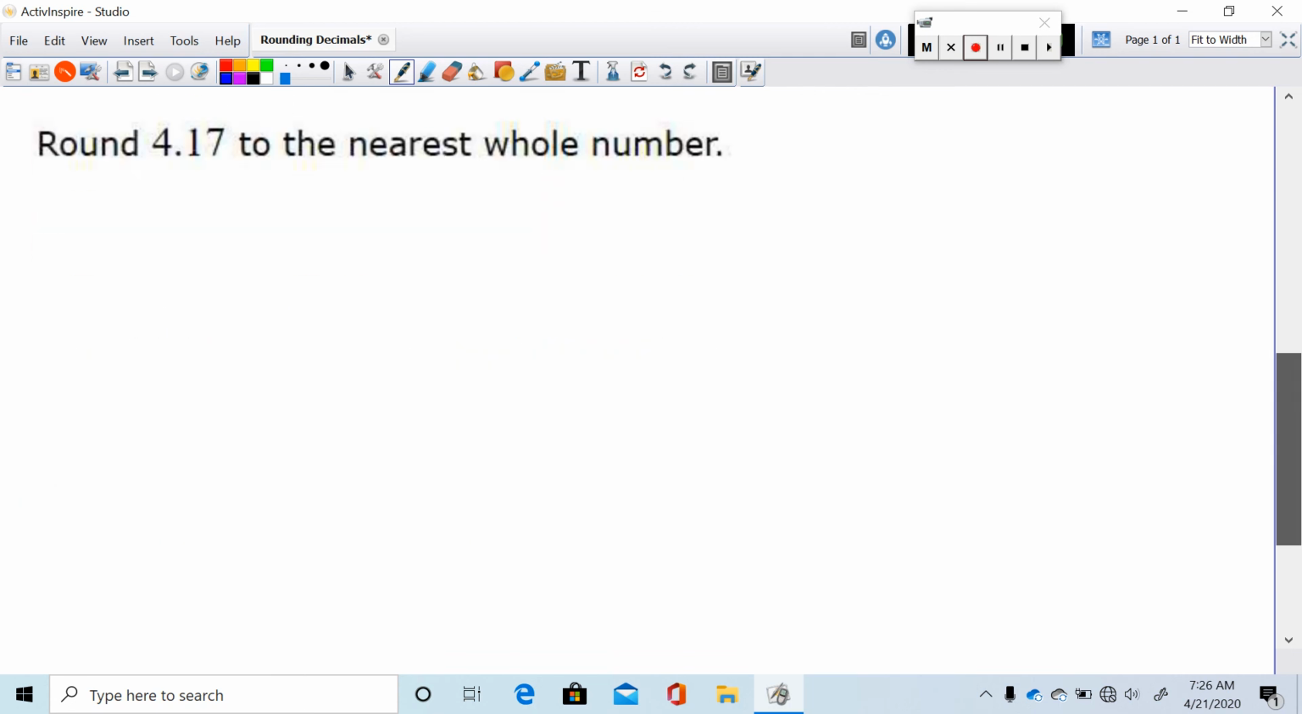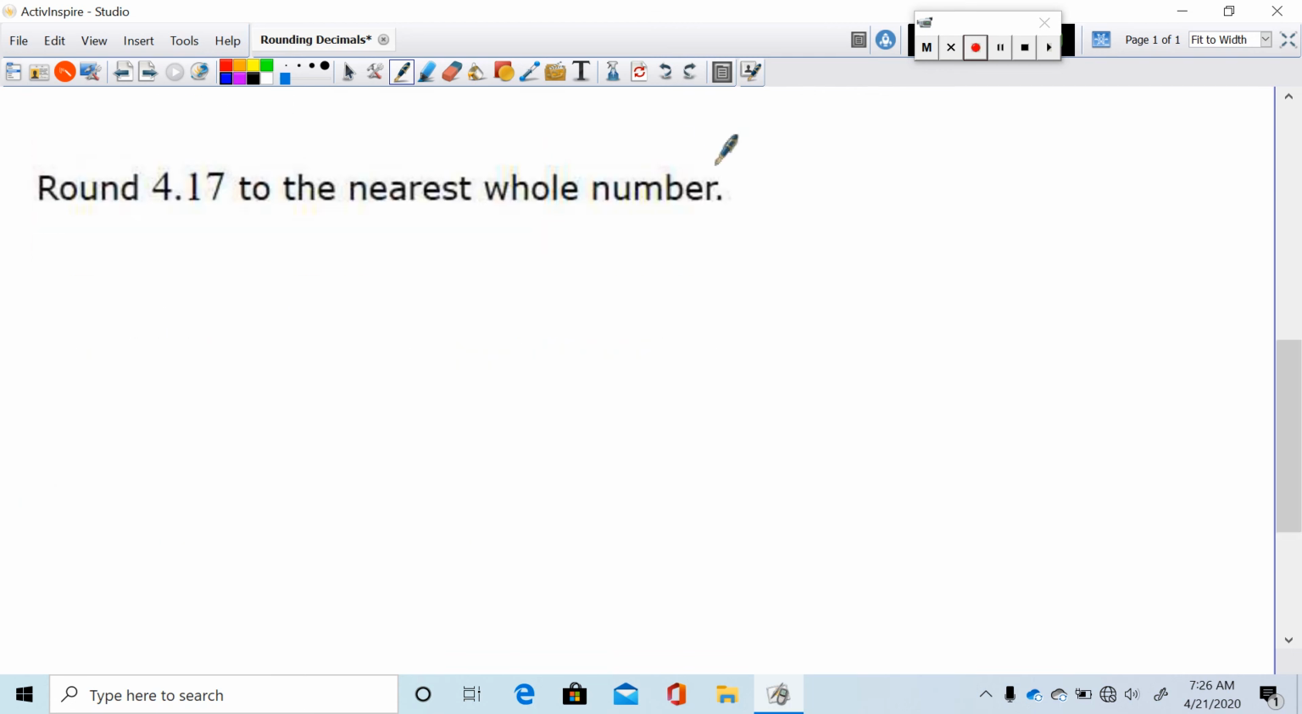Okay, the next one, nearest whole number. Whole number is directly to the left of the decimal. So we're deciding about this number right here, whether, sorry, the decimal's here, whether we're going to leave it alone or add 1 to it.